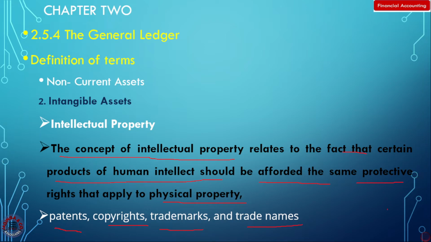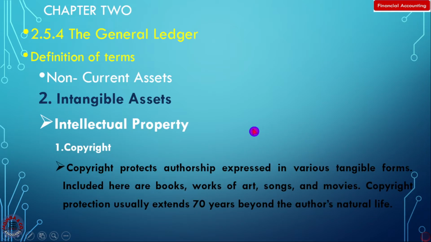So what are patents? What do we mean by patents? When we talk about patents, or rather when we talk about copyright, let's start with copyright. We are still on the intangible assets. So when you talk about copyrights, we are saying that copyright protects authorship expressed in various tangible forms. Included here are books, works of art, songs, or movies.